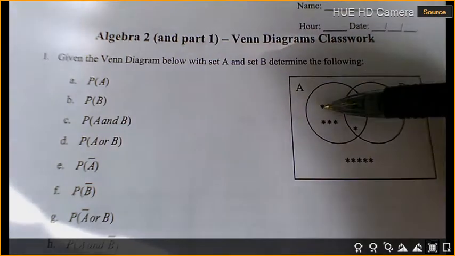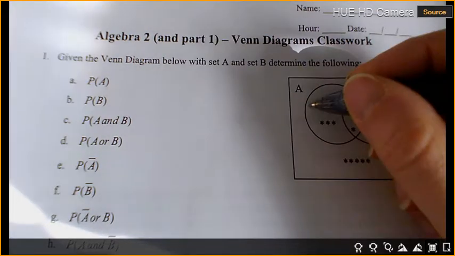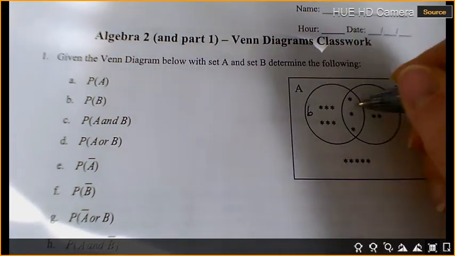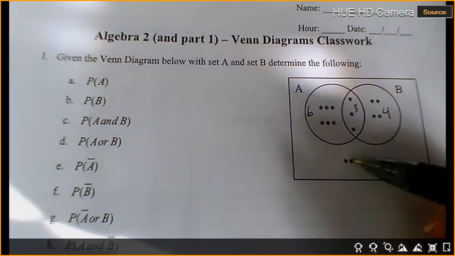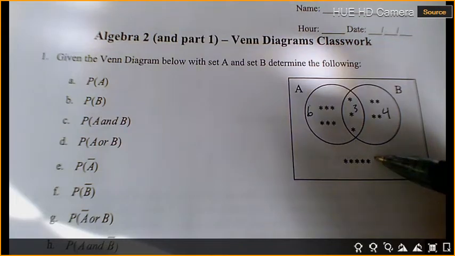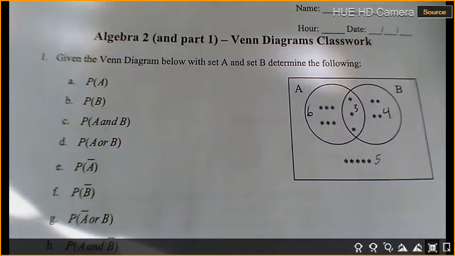So I have 6 right here in A. I have 3 in the middle. I have 4 in B. And I have 5 that don't have either. So 6 and 4 is 10, plus 5, 15, 16, 17. So there's 18 total.